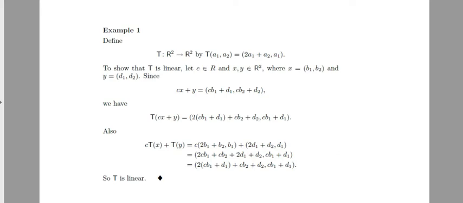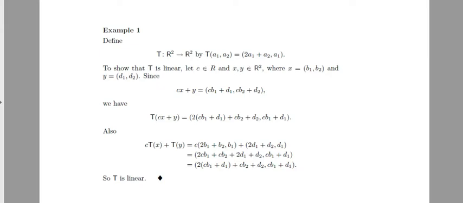We define T from R2 to R2 by T of a1, a2 is equal to 2a1 plus a2 comma a1. We have to show that this is a linear map. Let us take two elements of R2. So let x be equal to b1, b2 and y be equal to d1, d2. And we take one scalar element c. We have to show that T of cx plus y is equal to c times Tx plus Ty.